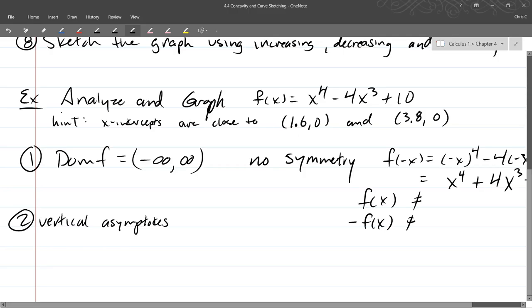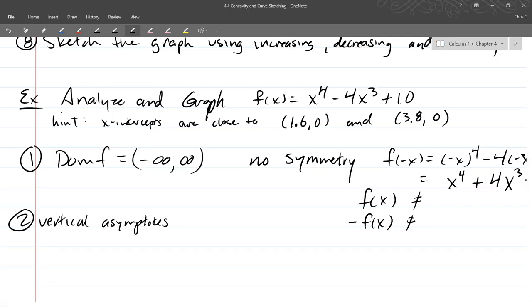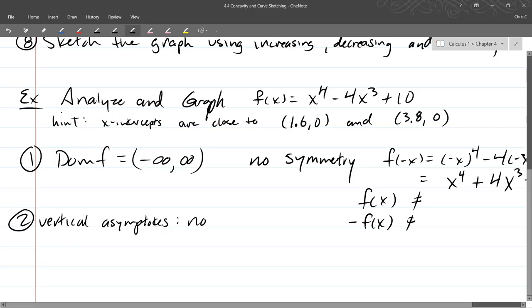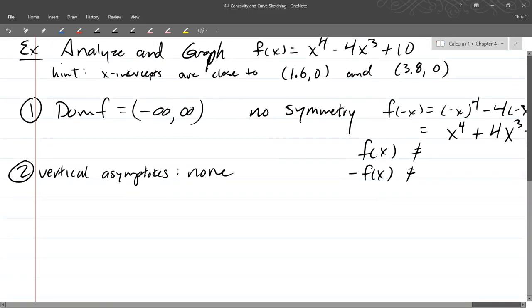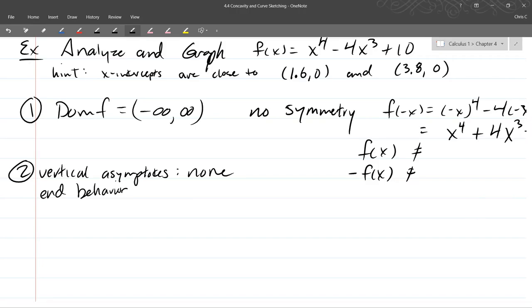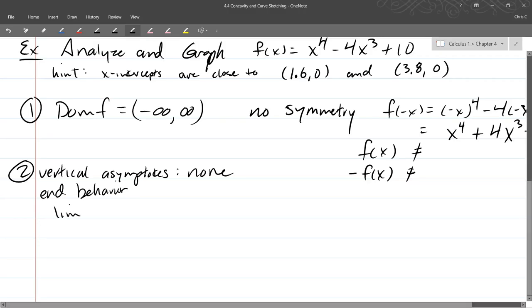All right, any vertical asymptotes? Nope, polynomials have no vertical asymptotes, so there's no division by 0. Every function has end behavior. Now, some functions have a horizontal asymptote as their end behavior. Some functions increase or decrease to positive or negative infinity. So we have to decide what is happening here. So for end behavior, you need a limit.